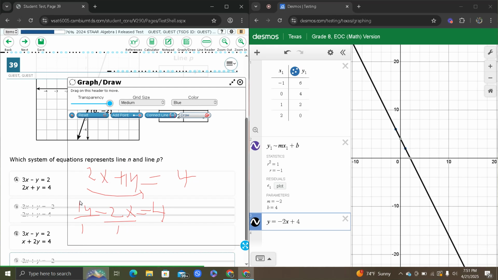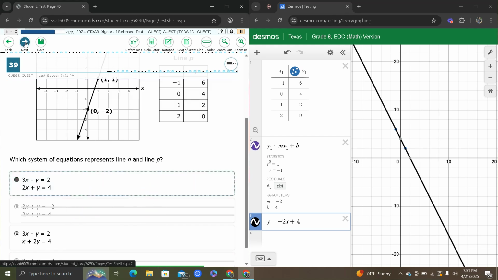So this cancels each other out. That would just be y. Negative 2 divided by 1 is just negative 2. 4 divided by 1 is just 4. So it's y is equal to negative 2x plus 4. So therefore, A is your answer, guys.